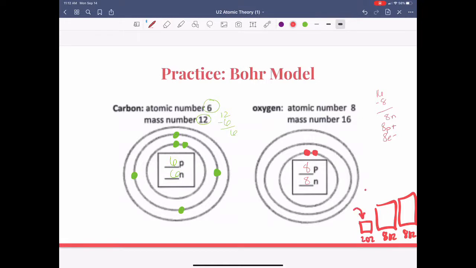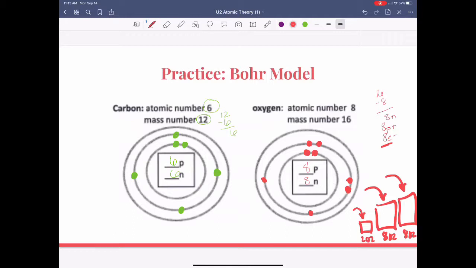Once that one's full, now I can pour into the 8-ounce and the 8-ounce, and you keep going. Once one cup's full, you go to the next. So I filled up my first energy level. I've got 2 electrons. Well, I need a total of 8. So 3, 4, 5, 6, 7, 8. All 8 electrons are placed. All right, that's how we fill out the Bohr model.